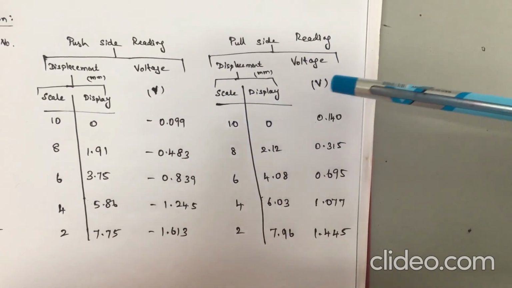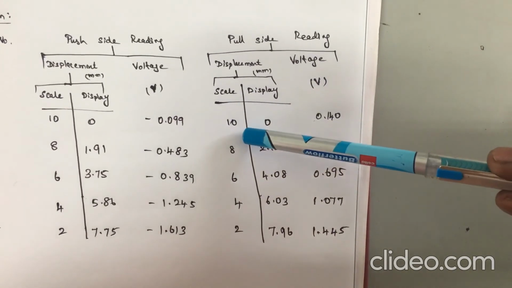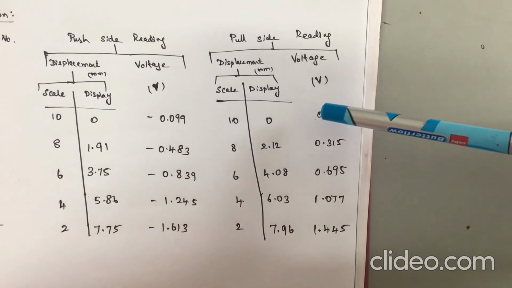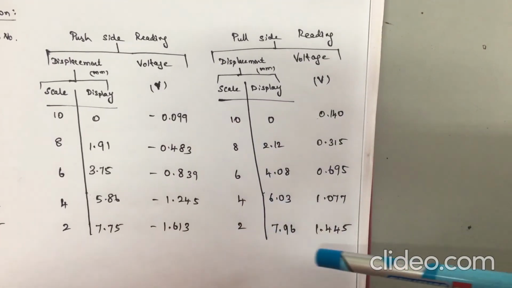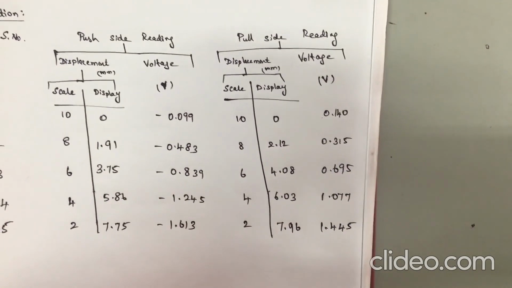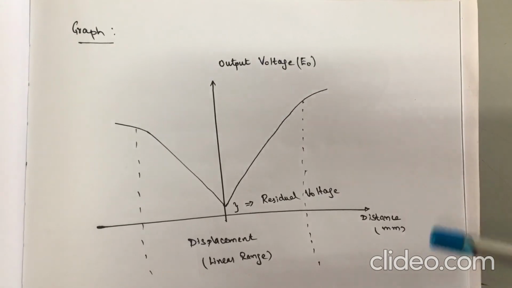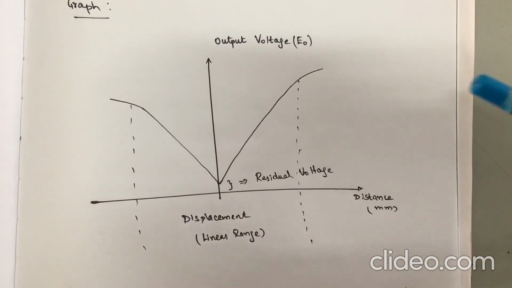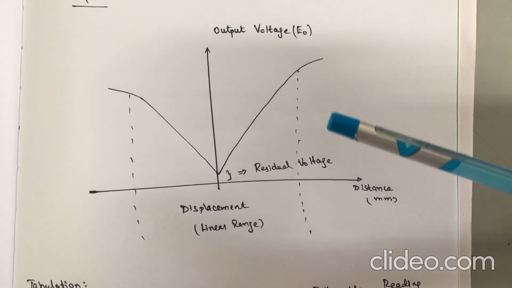In the same way we have observed the value of the differential voltage in the multimeter. For the scale of 10 the value will be 0.140. Then what is it for 8, 6, 4 and 2? For that we have to plot the graph according to the readings. By observing the values we can plot the graph, and from the readings we can get the graph like this.